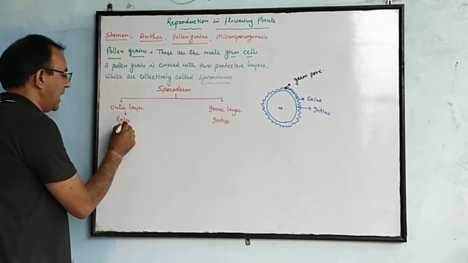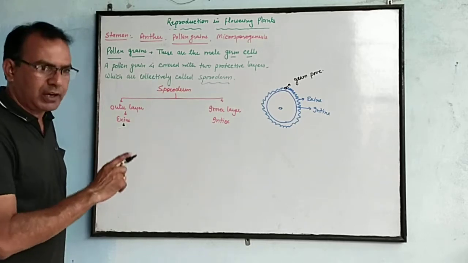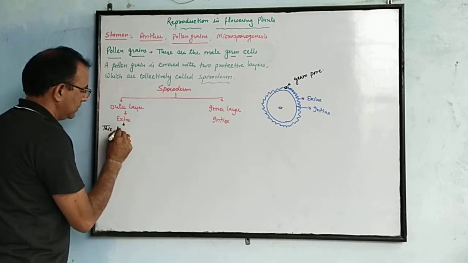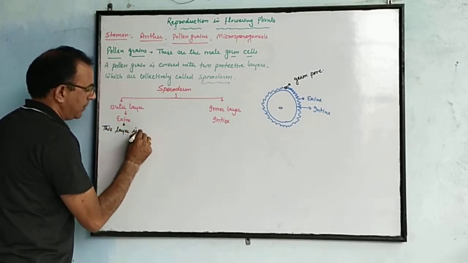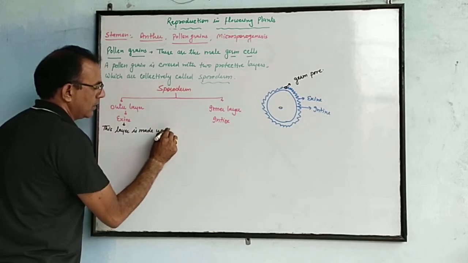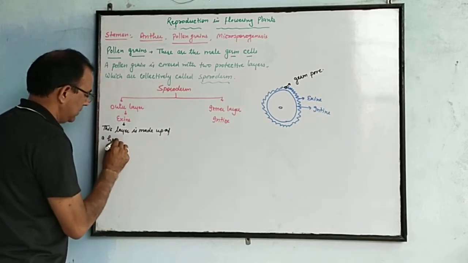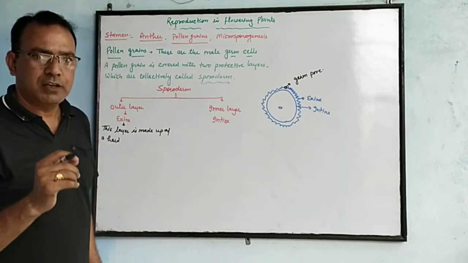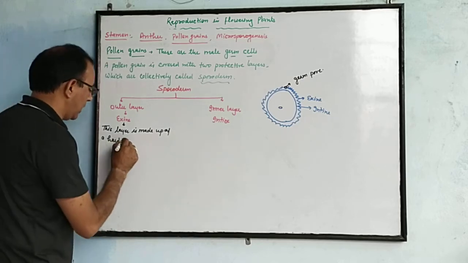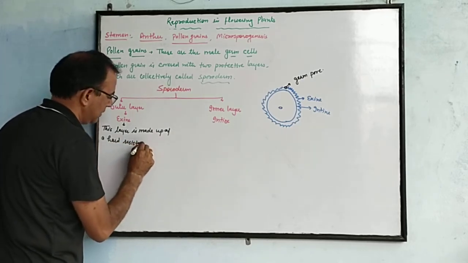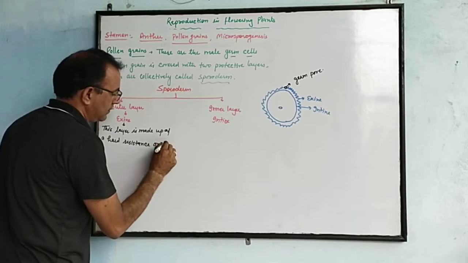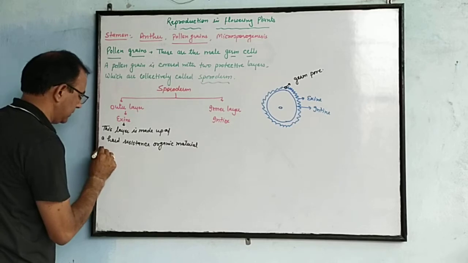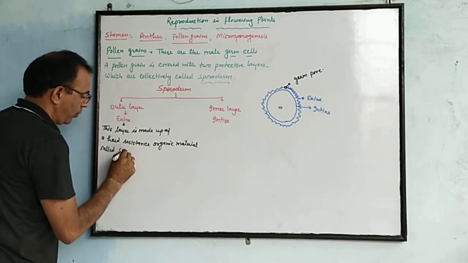Firstly, we will discuss exine. What is exine? It is the outer layer of the pollen grain. This layer is made up of a hard, resistant organic material called sporopollenin.